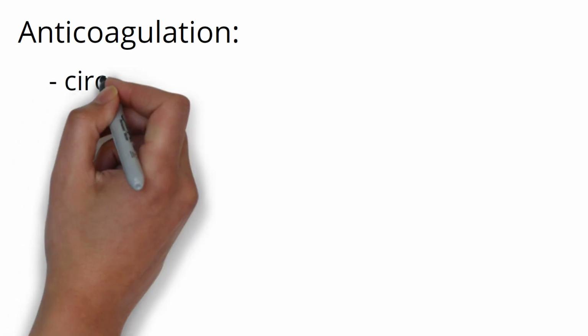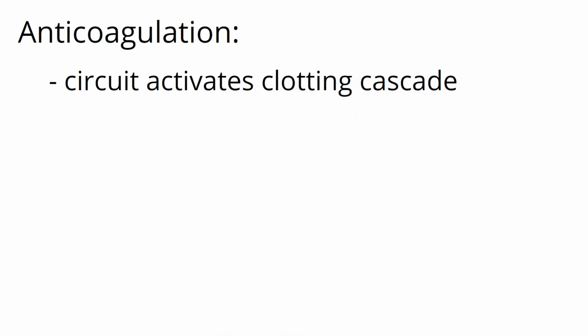The last component of the VV ECMO circuit I will describe is anticoagulation. In general, exposing blood to the extracorporeal circuit activates the patient's clotting cascade and increases the risk of clot formation. If clots form in the ECMO circuit, they can impair the function of the ECMO circuit or embolize into the patient. For VV ECMO, clotting is of slightly less concern than for VA ECMO because these clots would return to the venous system. However, we still try very hard to avoid them.